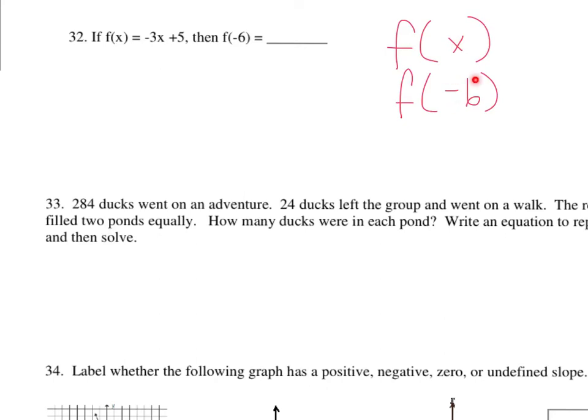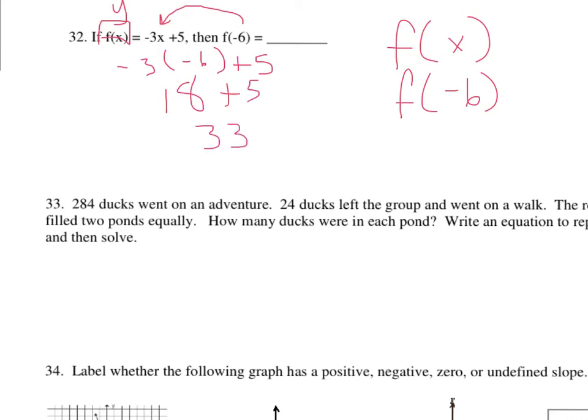Okay, so we're going to take this -6 and we are going to substitute it in for x here, and then we're going to find out what the value of this whole thing is, which we call the same thing as y. Okay, so we will substitute that -6 in, so we have -3 times -6 plus 5. Okay, -3 times -6 is 18. 18 plus 5 is 33.